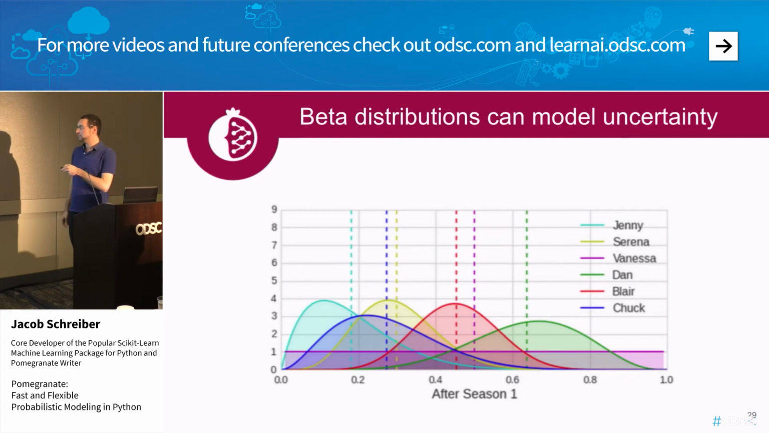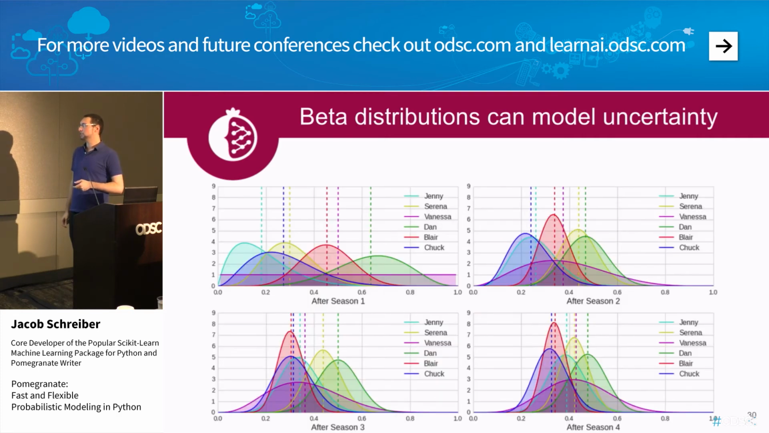It seems like Dan is the most likely to be Gossip Girl according to this, and Jenny is the least likely to be Gossip Girl. Interestingly, Blair seems like she's towards the middle instead of way towards any of the sides. We do this after each one of the seasons, and we see some interesting things.